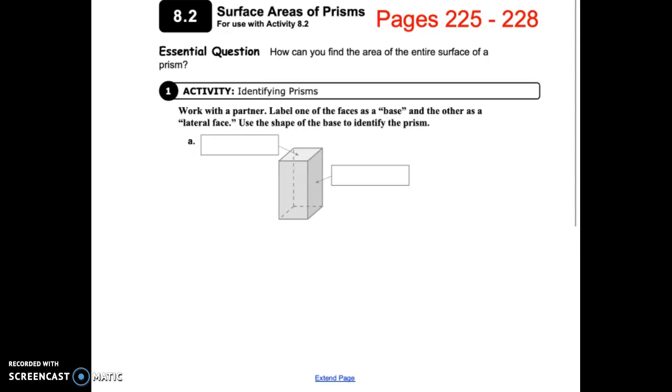And then the last thing that I have for you is go ahead and go to page 225 and do pages through 228. Again, the folks that do this are probably going to really perform well on the unit test in a few days or a week. And then go ahead and head on into Big Ideas and do your lesson for today.